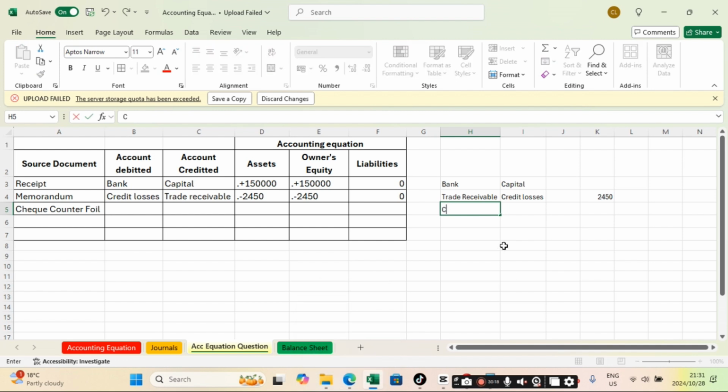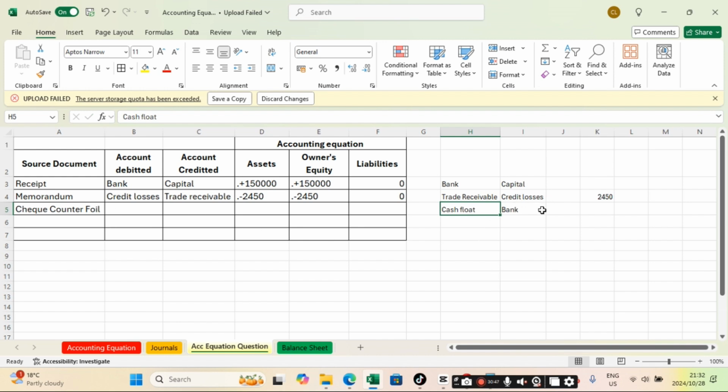Cash float will be affected. That's one account that will be affected. Another account: we're cashing a check, so we're taking money to cash float. Where is that money coming from? The money is coming from our bank account. So bank and cash float will be affected.